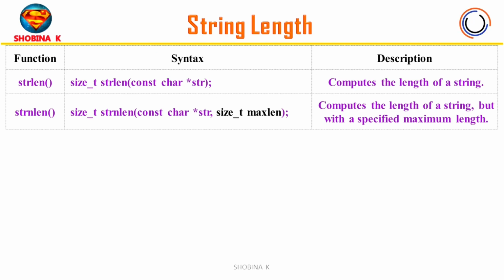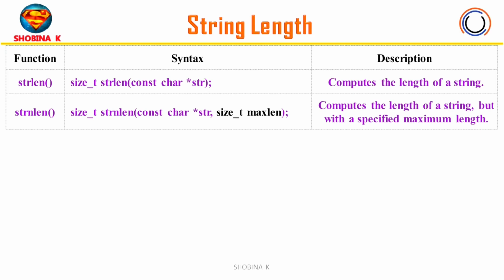And next we have the strnlen function. This function calculates the length of a string with a specified maximum length. It combines str from string, n from maximum, and len from length. And this function returns the number of characters in a string up to a maximum length, or until the null terminator is reached, whichever comes first.